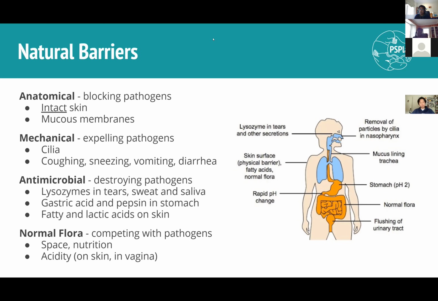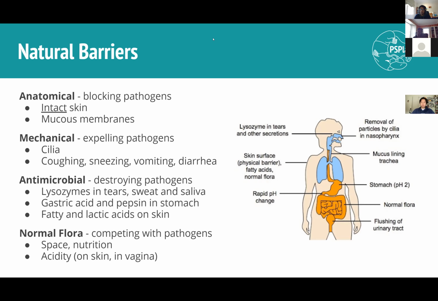And then we have a number of different responses there. So coughing, sneezing, vomiting, diarrhea. These are all very large scale responses on the scale of pathogens in order to get things out. So coughing and sneezing, respiratory system; vomiting and diarrhea, your gastrointestinal system. And then, if you look at the diagram on the right, we also have flushing of the urinary tract.